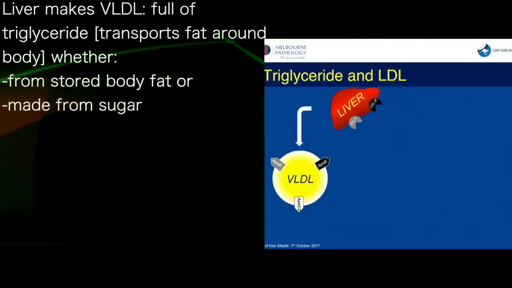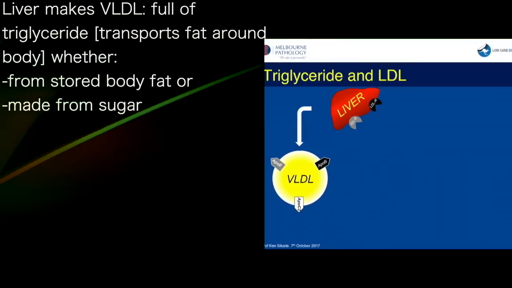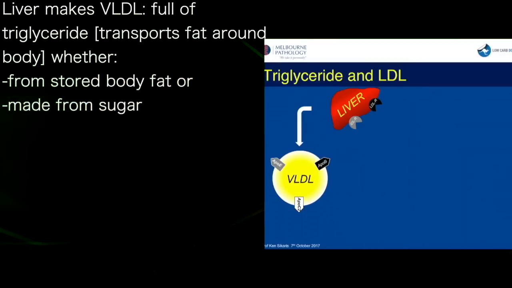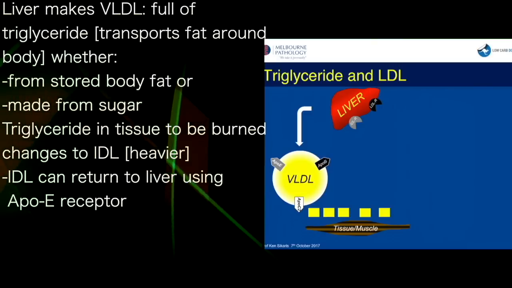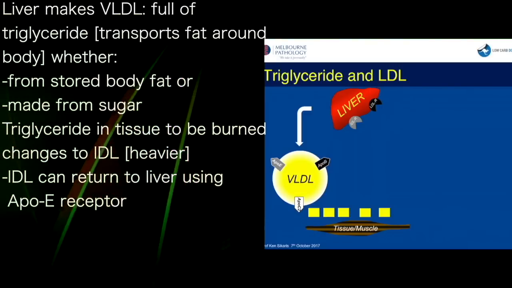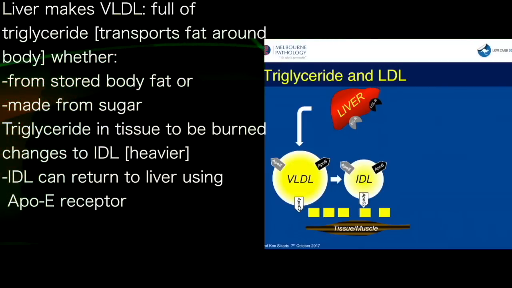So the liver makes this particle, VLDL, which is full of triglyceride. This is how we transport fat around the body most of the day. So whether you store it and put it out, or whether you make it from sugar and put it out, this is the delivery system for triglycerides in the blood. And as those triglycerides go into the tissues that should burn the triglyceride rather than store it, the particle changes. It loses its triglyceride and it becomes a higher density. It's lost the fat which floats, so it becomes a bit heavier, intermediate density particle.